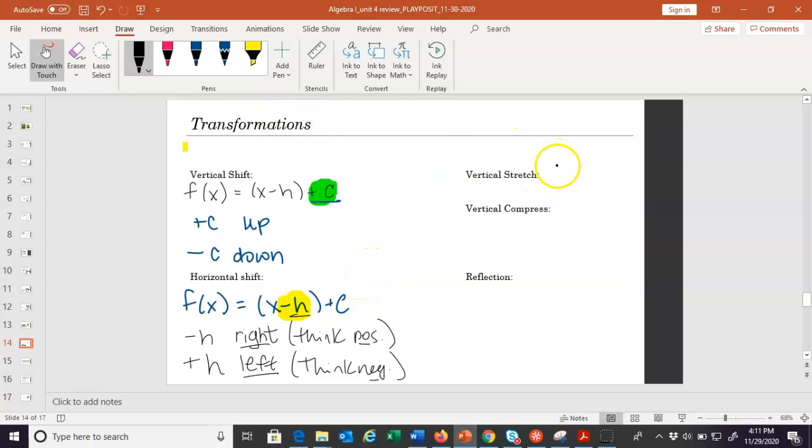All right, over here, our vertical stretch. This is what I was talking about with stretching. The ones we're going to do in Algebra 1 are vertical stretches. So let me give you an example.